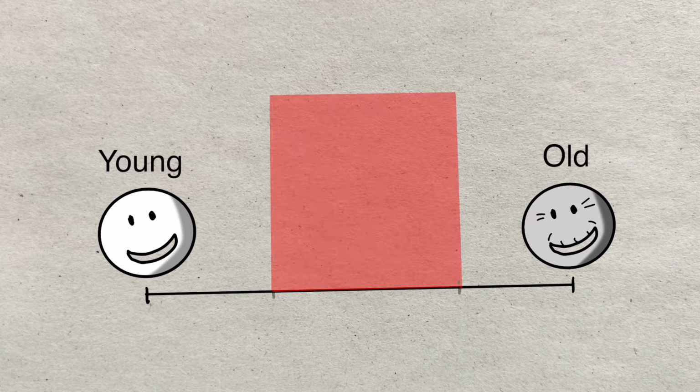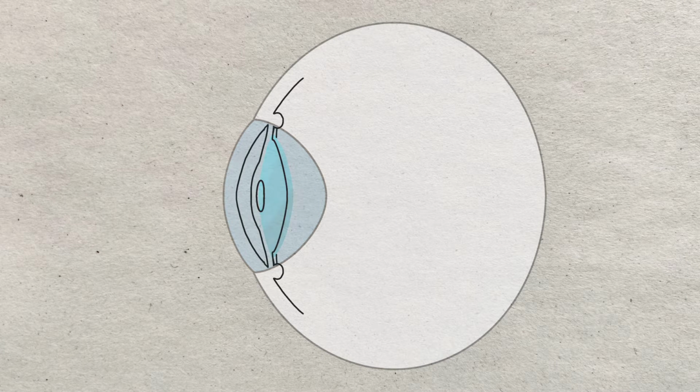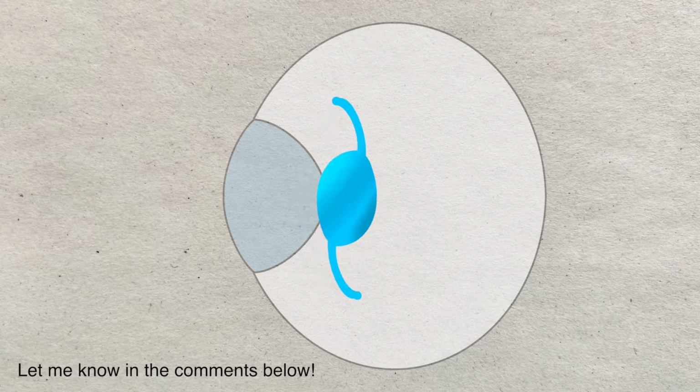Who is it for? The best age group for the surgery is 18 to 55. This is because any older than this and you'd be better off just having a lens surgery. This is a topic that deserves a video on its own, so I won't get into it here. But if you want me to cover it in a future video, then let me know in the comments below.